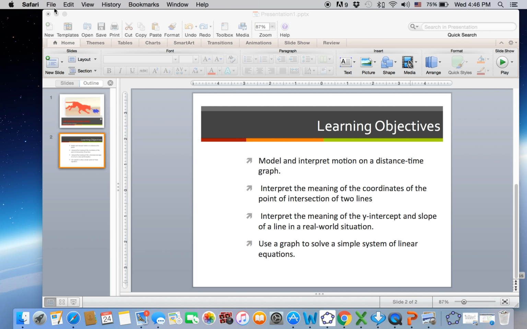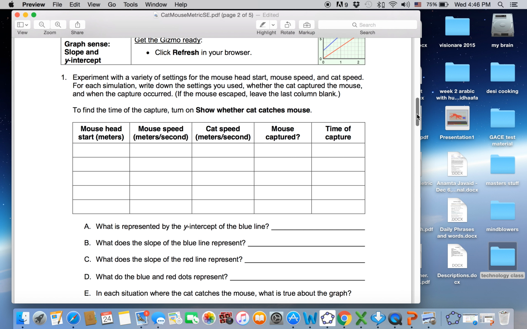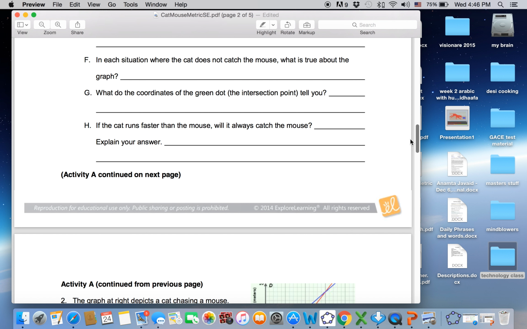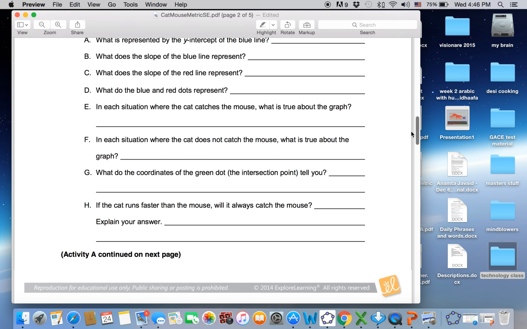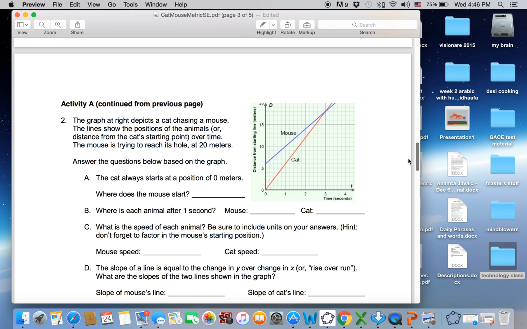And I also have an activity here for the kids. As the students work through this, they'll have a better idea of how the real world scenario shows up on a distance time graph.